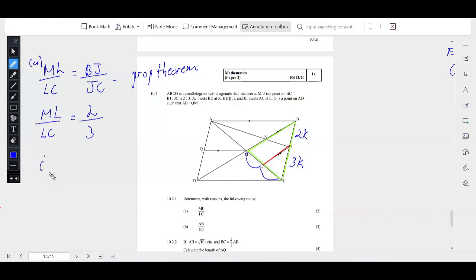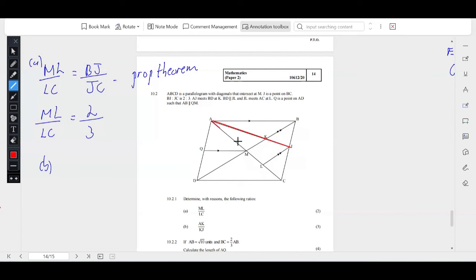And then for B, we have AK over KJ, right? Now for this one, we have to be a bit careful. So let's locate that. AK, where is AK? So we have our AK here and then KJ. So we are looking at this one here. We are looking at this one. Then if we can just check A, we have our AK over KJ. So this is it. And then we can say that one is in proportion to this.